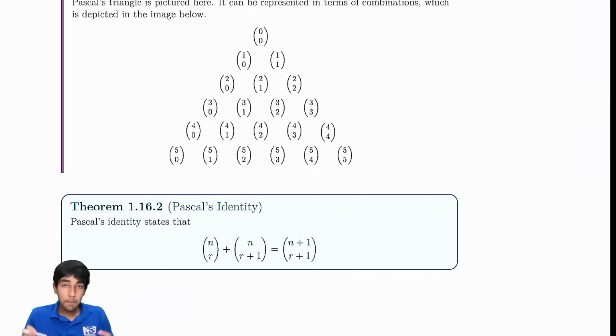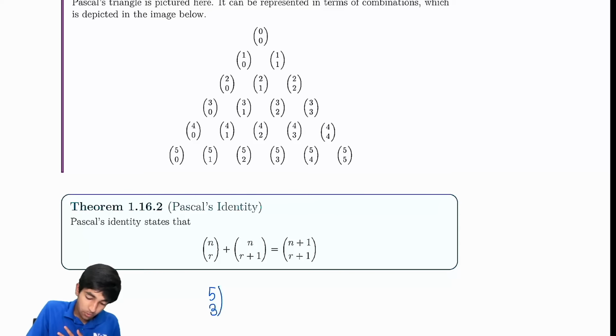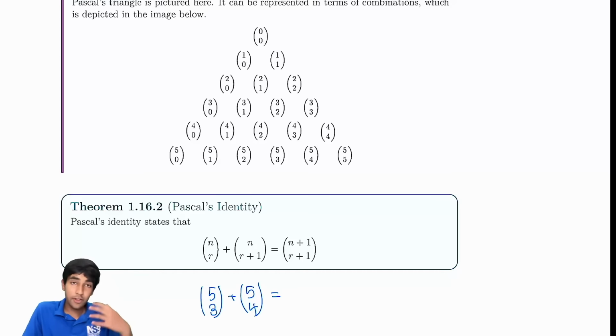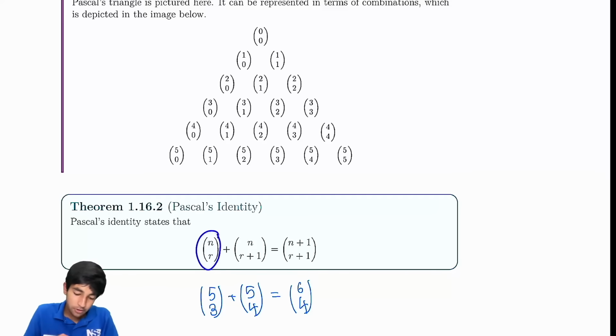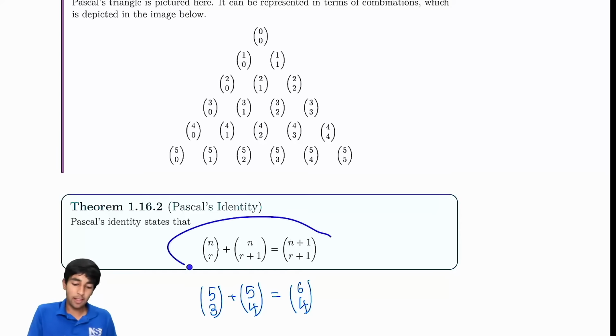Now, if you ever forget Pascal's identity, the way I like to do it is just think, okay, 5 choose 3 is 10. 5 choose 4 is 5. And then the next one is, what is 15? And then I'm like, oh yeah, 6 choose 4 is 15. So basically, you start with n choose r, you increase the term in the denominator first, then you increase the numerator finally. That's how I like to remember it.